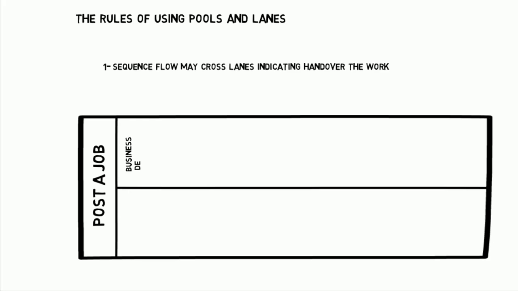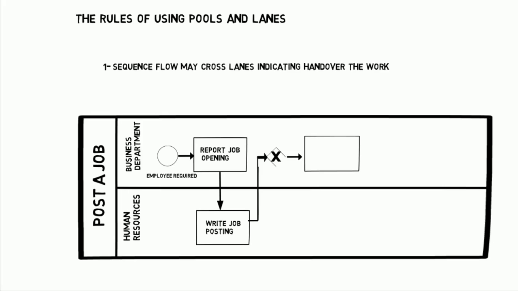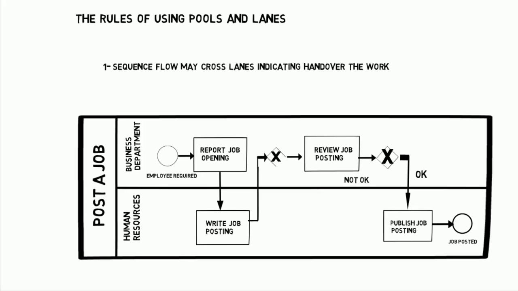The business department will report a job opening, and it will ask the human resources to write the job posting. When it's done, it will be sent to the business department to be reviewed. If the review is okay, the human resources will be asked to publish the posting. And if it's not okay, the human resources has to redo the job posting. We can notice here that the sequence flow crossed lanes, indicating the handover of the work.